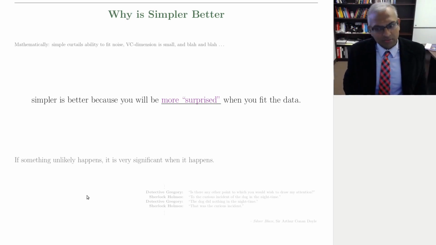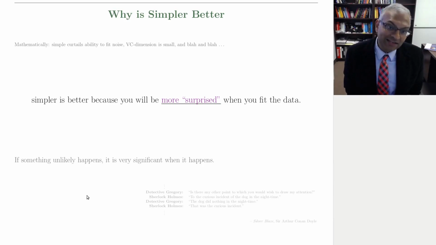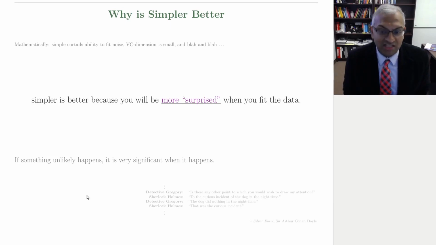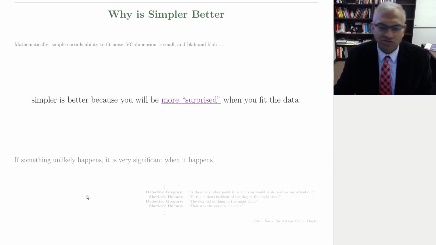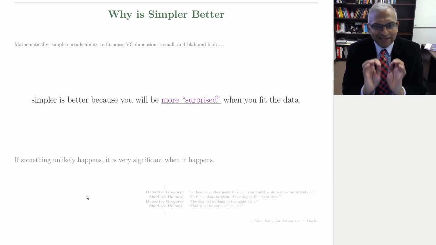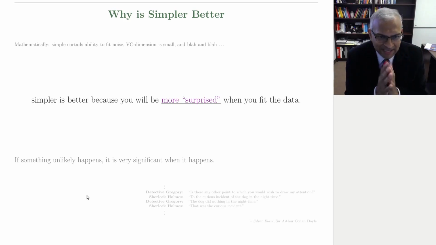Sherlock Holmes said, that's a very significant thing, because the likely thing is for the dog to bark, and the unlikely thing happened. And then the detective finally gets it: whoever committed this crime was not a stranger to the dog, because typically crimes are committed by strangers, and the dog would have barked. And what's the moral of this story? When something unlikely happens, if you get surprised, something significant has happened.